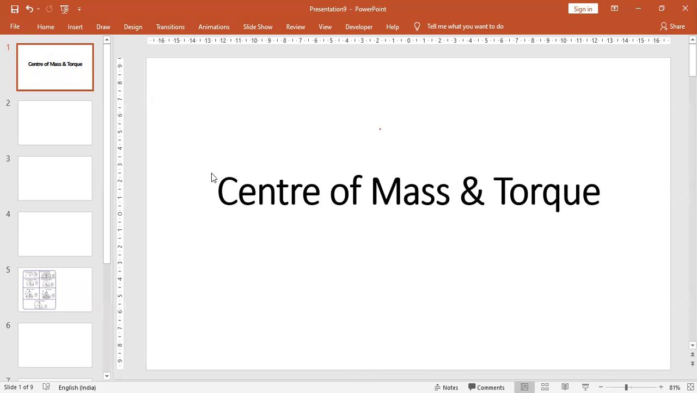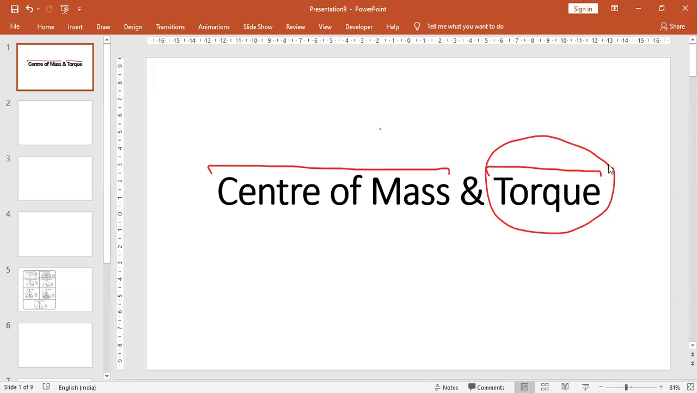Okay, so Ram, today we have two topics. One is center of mass, another one is torque. But to study torque, there's one topic that I would like to finish first.